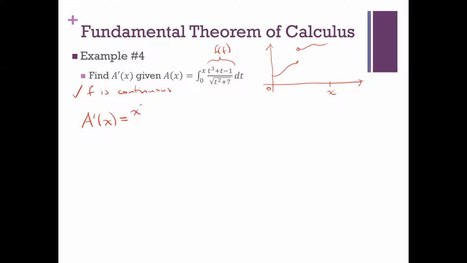Right. So basically it would just be this: x cubed plus x minus 1 over the square root of x squared plus 7. And it seems kind of mysterious, like I'm just changing symbols, but let's really look at what's going on here. If I have the integral, and let's just keep the limits the same, from 0 to x of some function f of t.